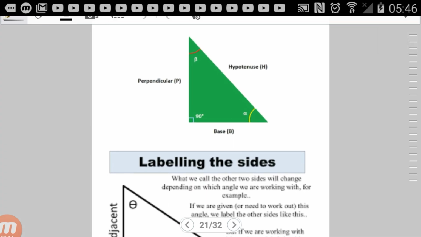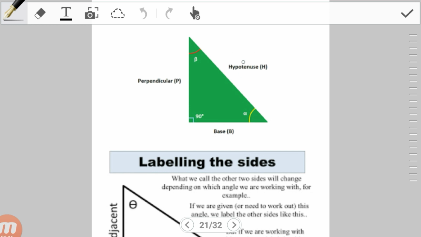Now, as I mentioned before, the one side that we know remains constant is the hypotenuse. The hypotenuse is the side that is always in front of the 90-degree angle. Now here you can see I have some labels. Beta is a Greek symbol used to represent an angle. And here we have alpha, another Greek symbol that we use to represent an unknown angle.